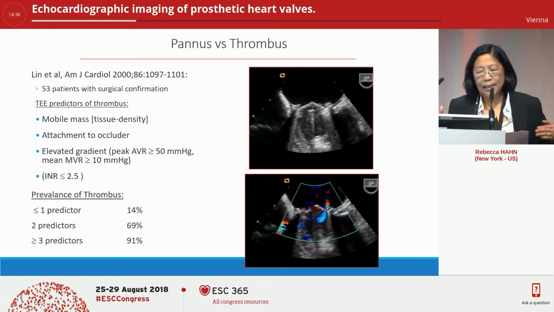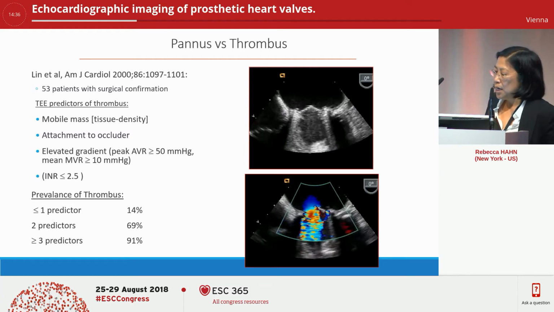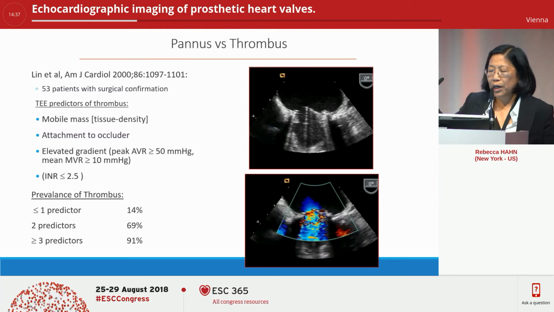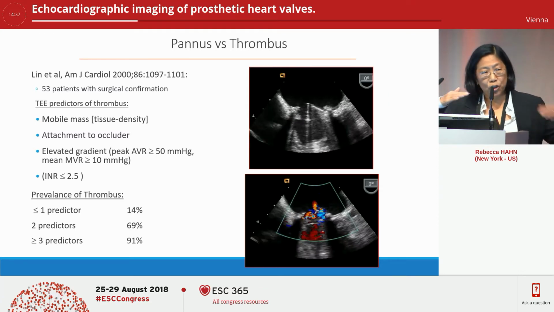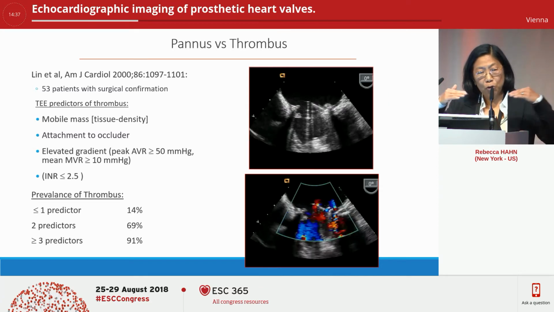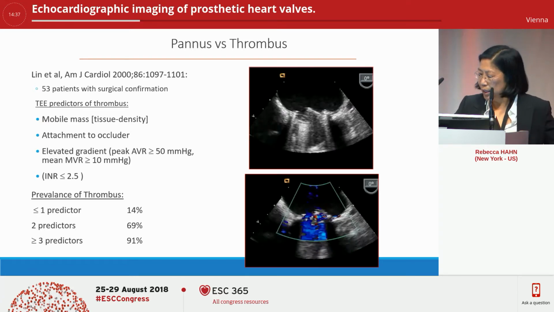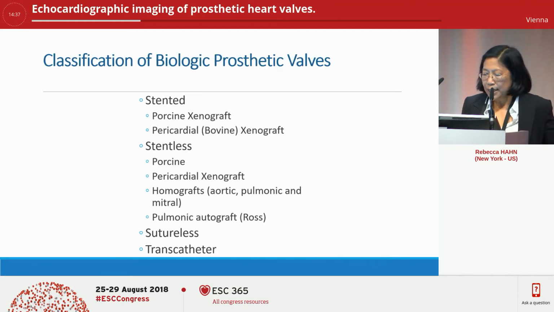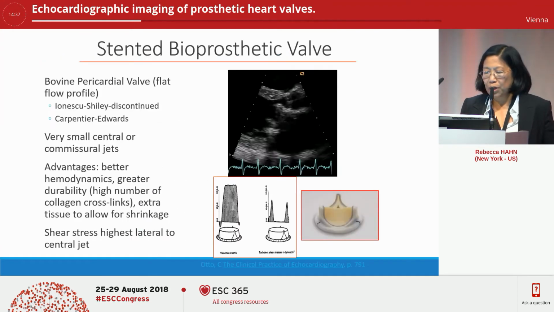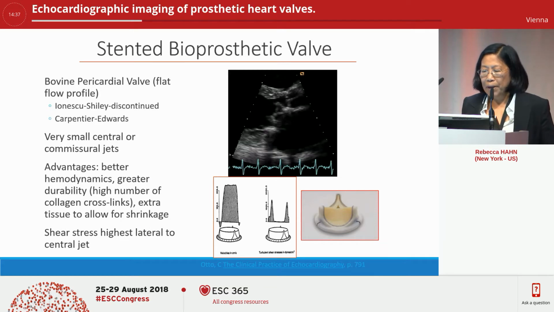In addition, pannus tends to form, this was pannus, and this was pannus that formed underneath the leaflet from the sewing ring. And so that's the most common, where pannus will come in from the sewing ring. Thrombus will tend to be on the other side. Now, what about biological prostheses? Well, there are a lot of different biological prostheses. This happens to be a pericardial valve.